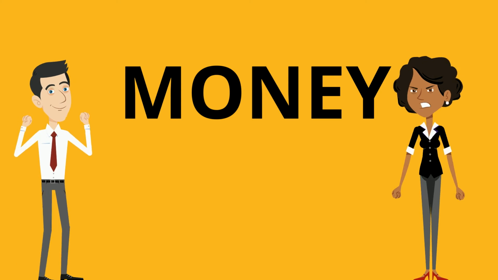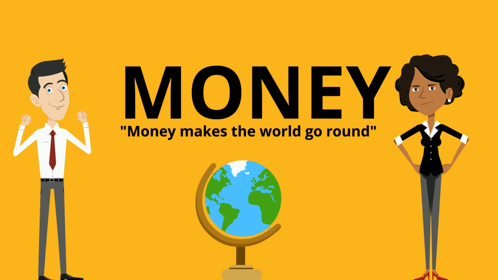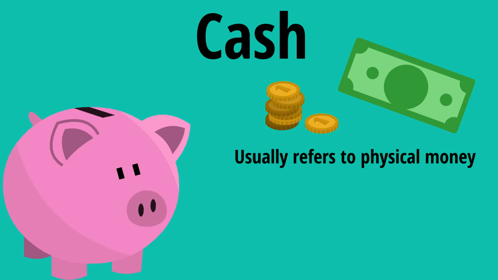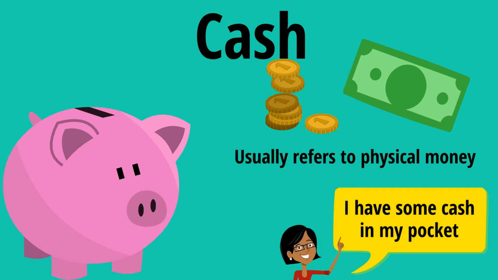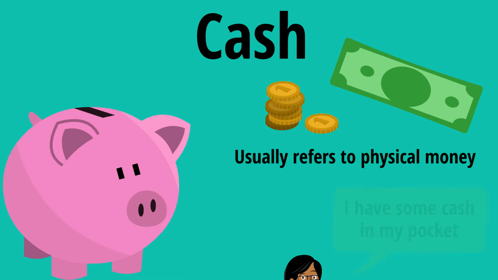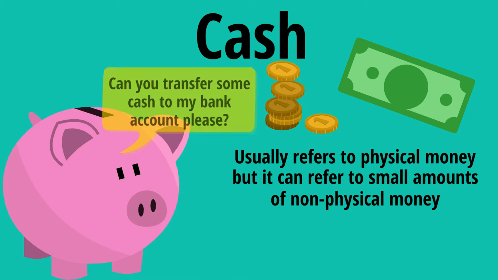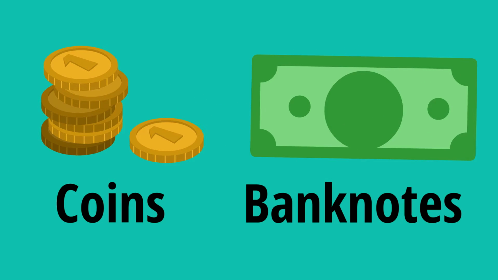Money is at the center of almost every aspect of our lives. In English we say, money makes the world go round. Another word for money you may hear is cash, and this usually refers to physical money. You might hear someone say, I have some cash in my pocket. Cash can also refer to small amounts of non-physical money. You could hear someone ask, can you transfer some cash to my bank account please? Physical cash money comes in two different forms, coins and banknotes.